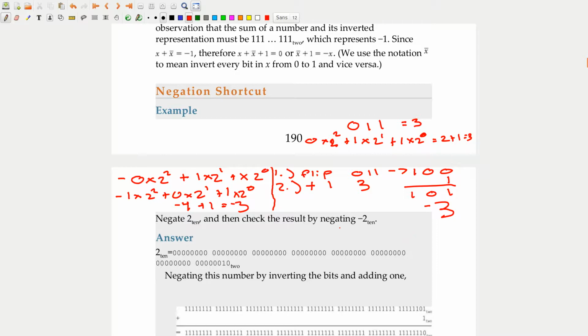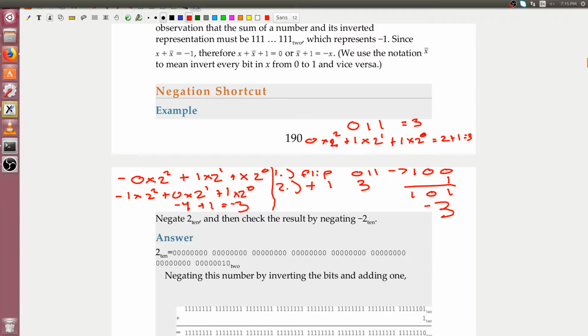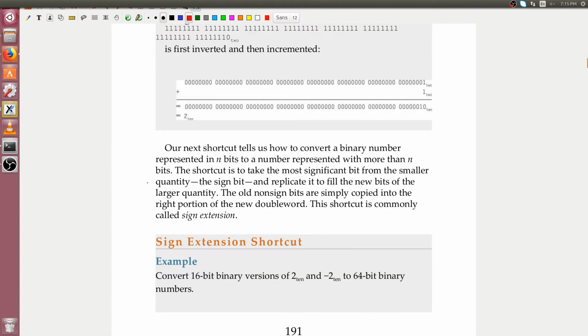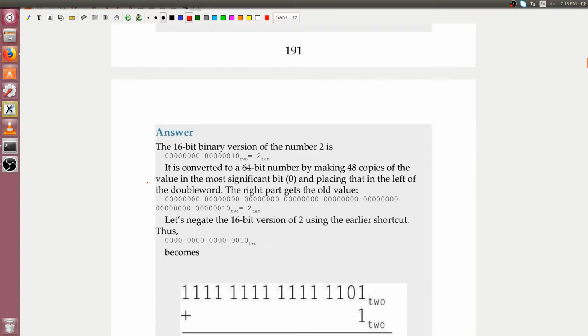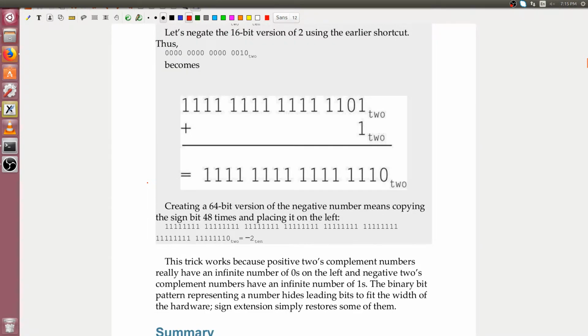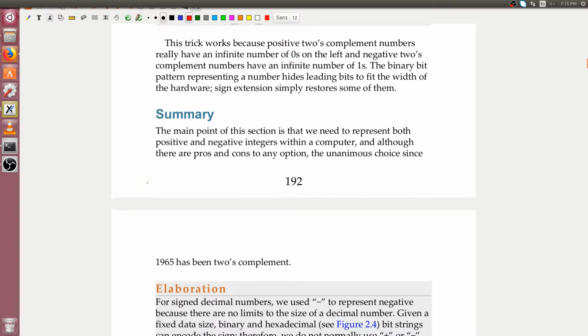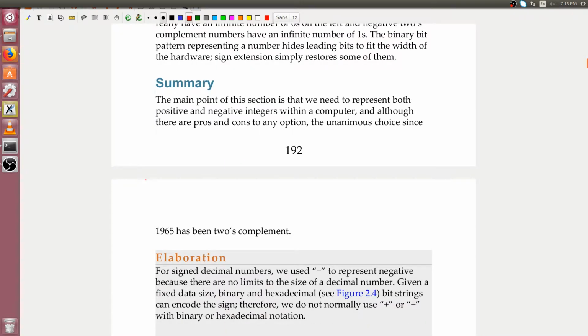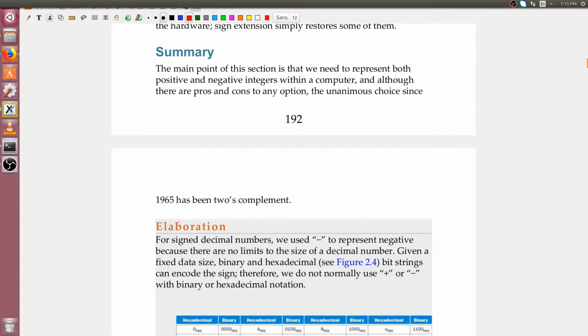So that's just how 2's complement works. That was a little confusing because I got distracted, but that's the overall idea. If you're just trying to get a comprehensive understanding of computer architecture, this won't kill you if you don't get this right away. All right. So the main summary is that we need to represent both positive and negative numbers.